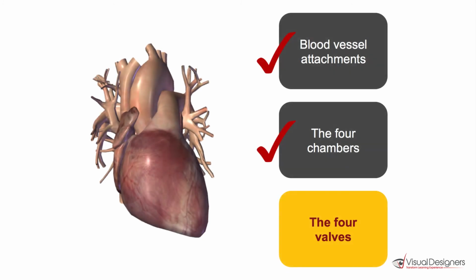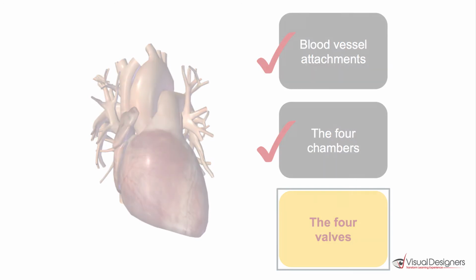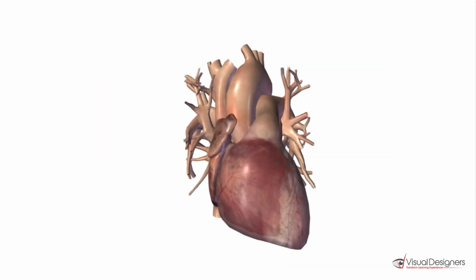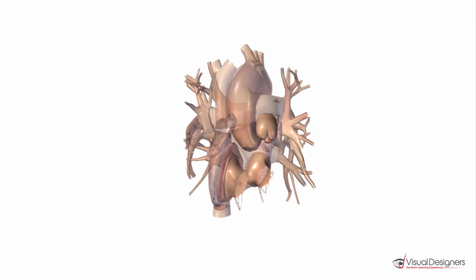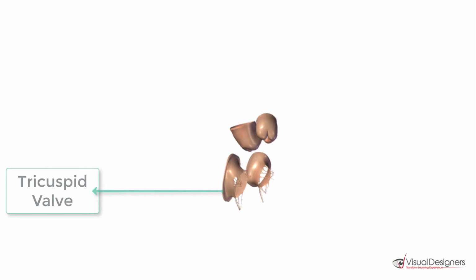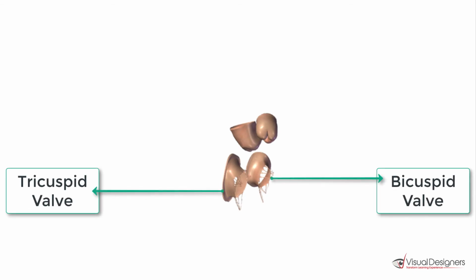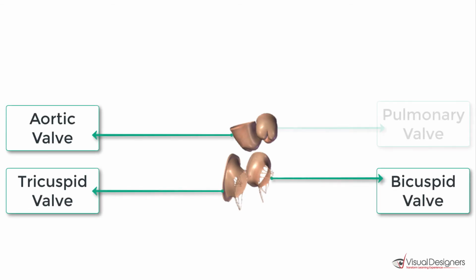Let's now come to a very important component of the heart, the valves. The heart has 4 specialized valves. This is how the valves sit within the heart chambers and perform their function of preventing backward flow of the blood. These four valves are the tricuspid valve, the bicuspid valve, the aortic valve and the pulmonary valve.